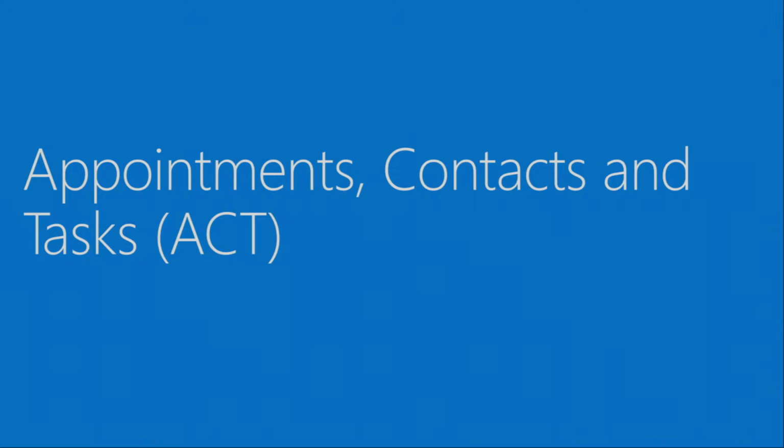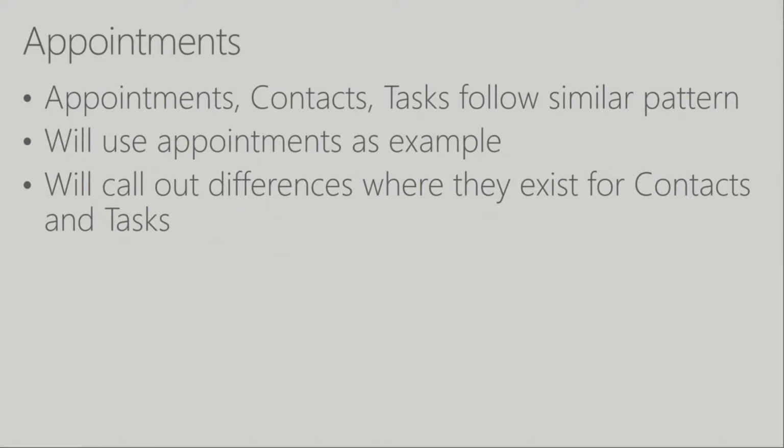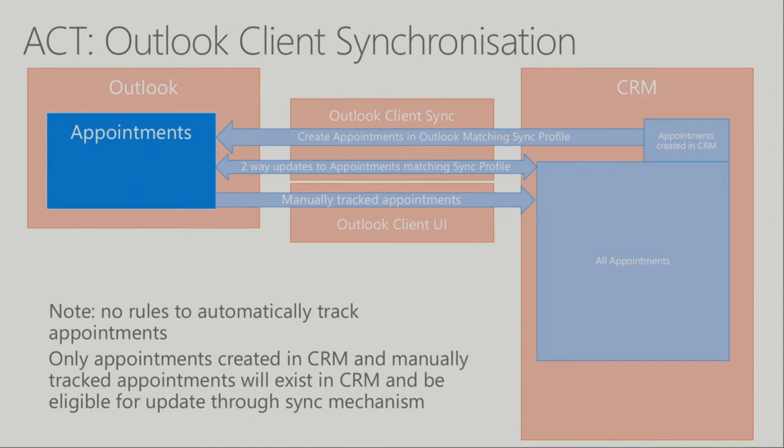So that's email. Now, appointments, contacts, and tasks in many ways work very similarly, but there are some subtle differences that are quite important to be aware of. I'm going to talk about appointments more generally because they are the more general case, whereas contacts and tasks largely work the same, but there are a couple of subtleties to the difference.